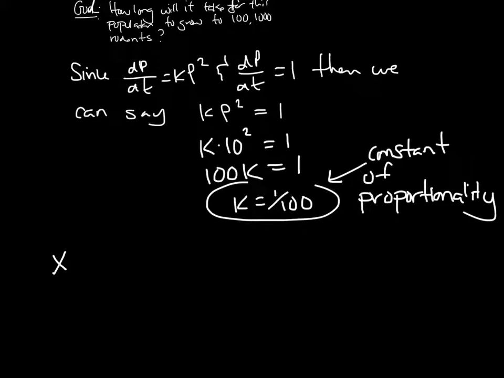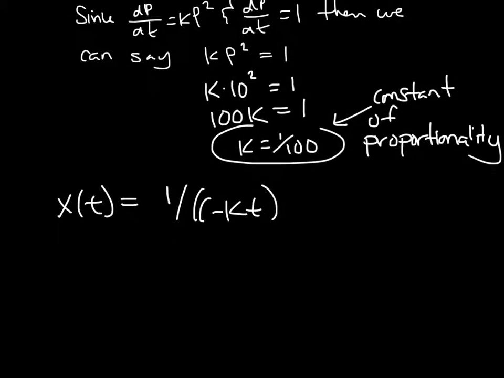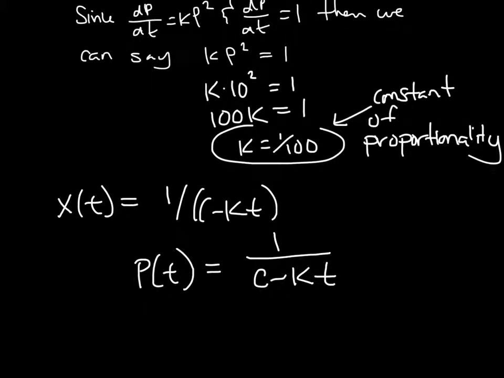So x of t, let me go ahead and write that down. x of t equals 1 over c minus kt, where c is an arbitrary constant. And in our case, our x is P of t, which is equal to 1 over c minus kt. So this is a solution to our differential equation.